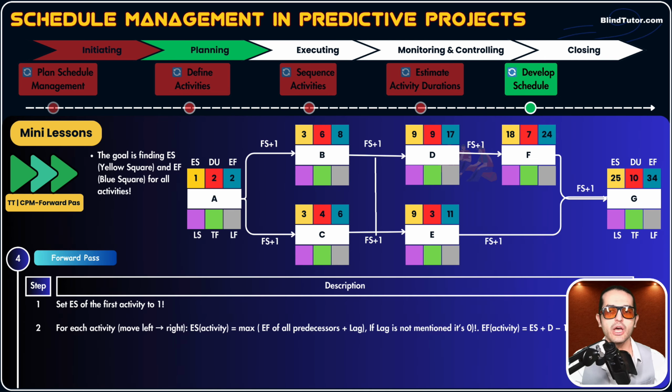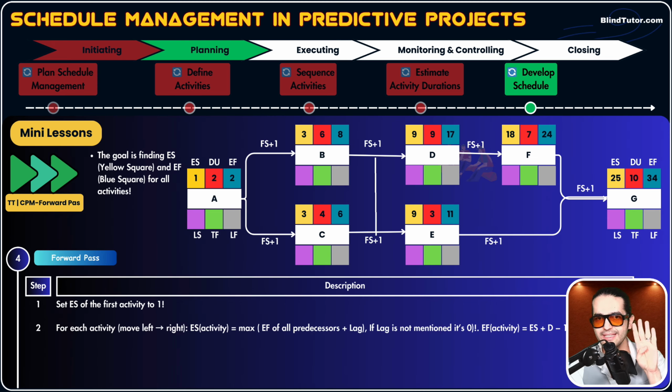If lag is not mentioned, it is 0. And EF of activities equals ES plus D minus 1. This is the formula. But before applying the formula, let's go by finger, okay?